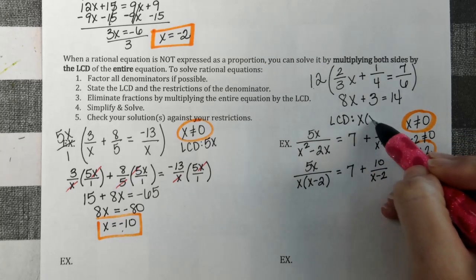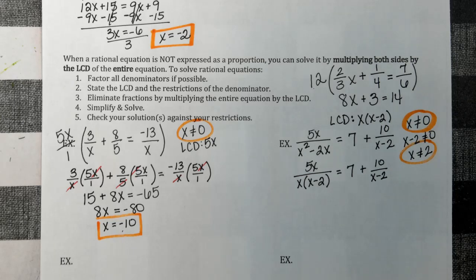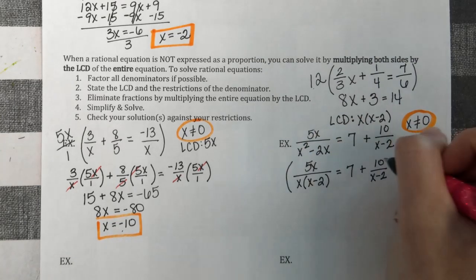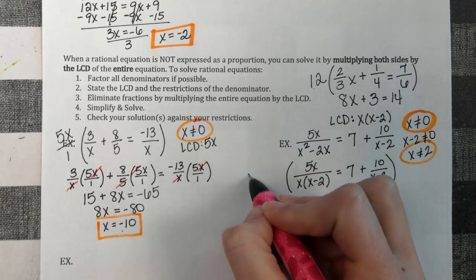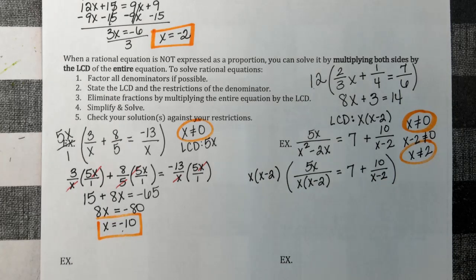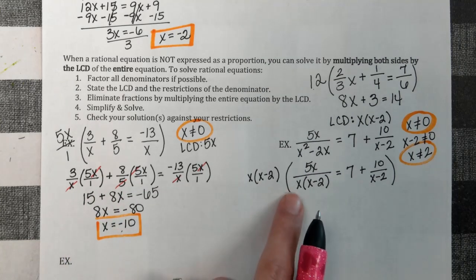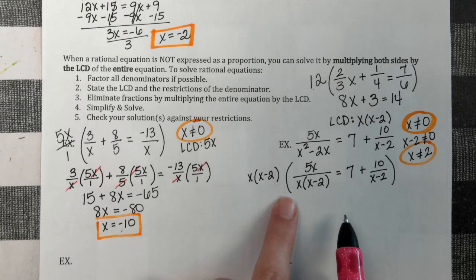X times x minus 2. Good. So I'm going to take the entire equation and multiply it by x times x minus 2. Okay? Now, I'm not going to write it like I did right here. We are just going to walk through it together, okay?